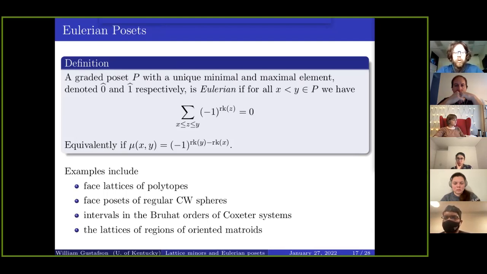A motivating example of Eulerian posets are face lattices of polytopes. This alternating sum condition is just saying that every interval of the poset satisfies the Euler-Poincare relation. More generally, face posets of regular CW spheres are Eulerian. And on a more algebraic side, intervals in Bruhat orders of Coxeter systems, as well as lattices of regions of oriented matroids, are Eulerian posets. All right. And so we're going to show with this construction later that these minor posets have to be Eulerian.